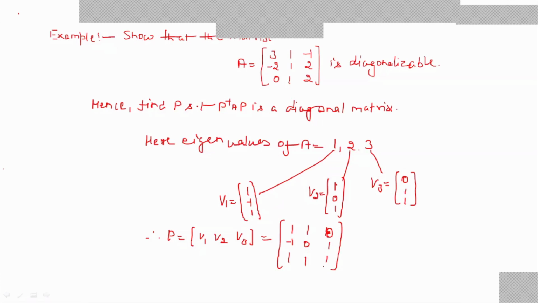So what will P inverse AP be equal to if you calculate it? It will be equal to the diagonal matrix D. So what should D be? Sir, 3, 0, 0; 0, 2, 0; 0, 0, 1.